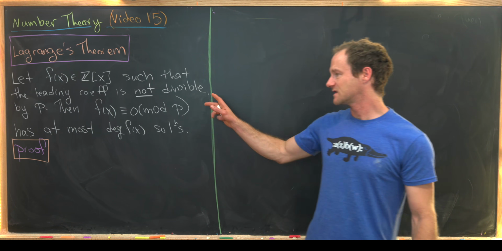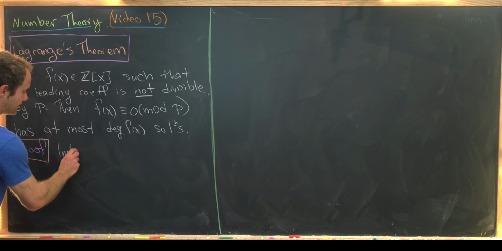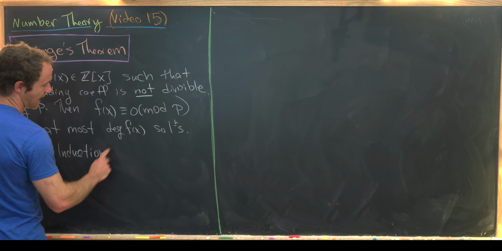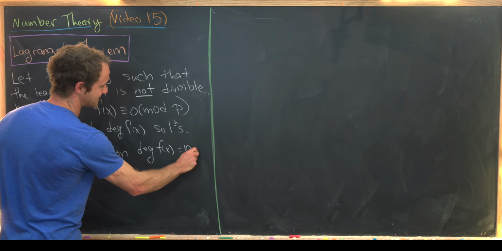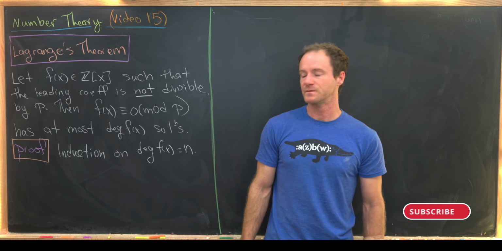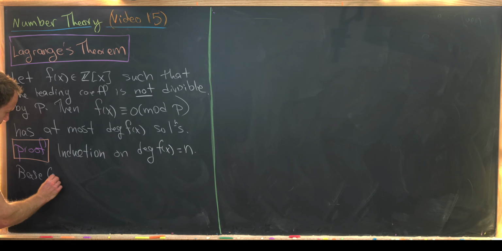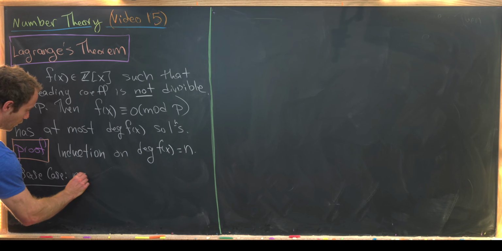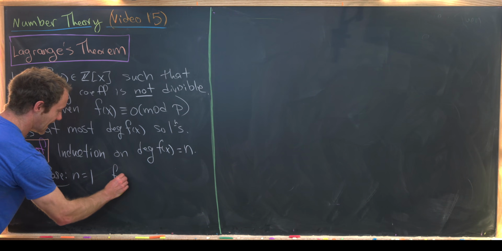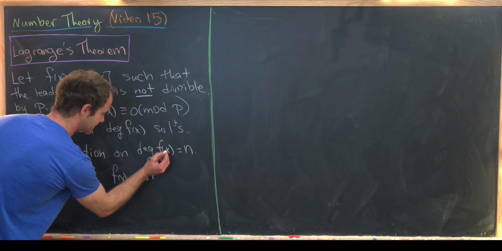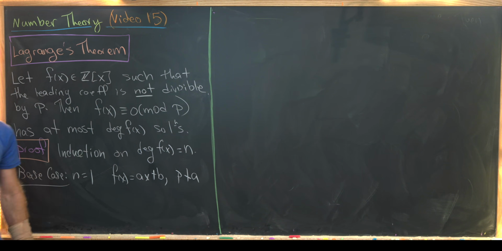Okay, so now let's look at the proof of this, and this will be by induction on the degree of f(x). Maybe we'll just set that to n to make it easy. Okay, so let's look at our base case. Our base case will be the n equals 1 case. Notice in the n equals 1 case, f(x) has the form ax plus b, and we know that p does not divide a.